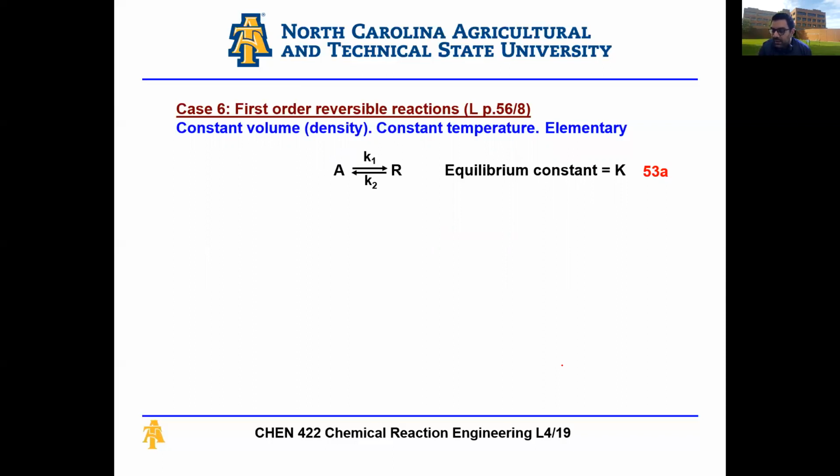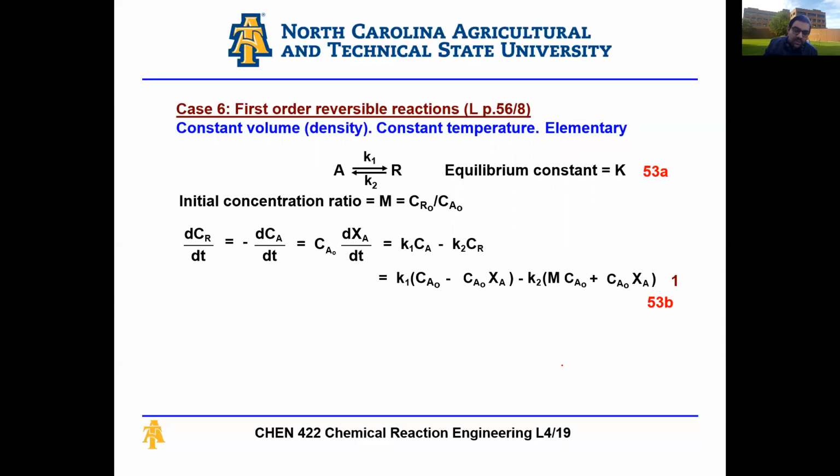So if I write my reaction rate expression, this is what I'm going to get. So again, we also introduced this parameter M, CR naught divided by CA naught, and this is just to make my algebra easier. So let's look at my reaction rates. dCR by dt, this is a plus here because it's a product, is equal to minus dCA by dt. This minus is because it's a reactant. It is equal to CA naught dXA by dt. And what I did here is I just used this manipulation, if you recall.